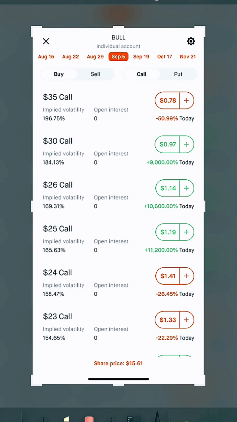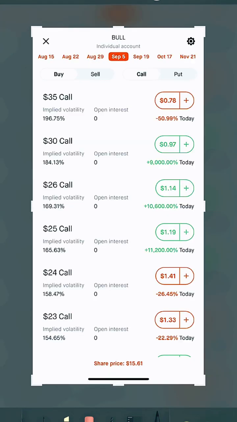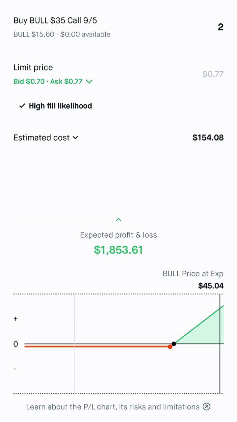Okay, so what happens is you click on it and it'll show you. This is the $16 call, $35 call. It'll cost you $78 to enter this position. I'll say 2 of them. Then I'll spend $154 for 2 contracts. And when Webull goes past $35, I'd have made $1,800 off $154.